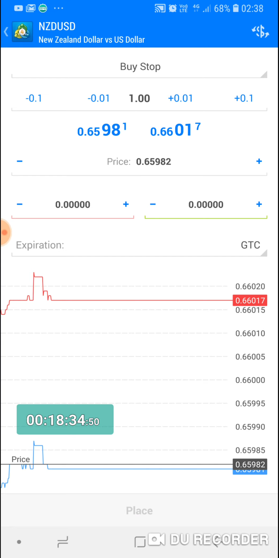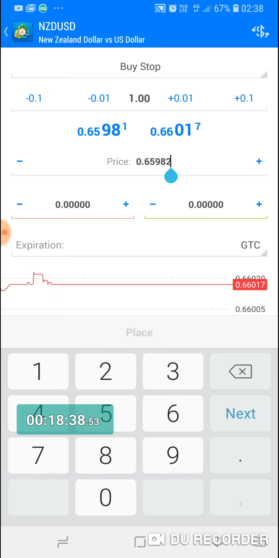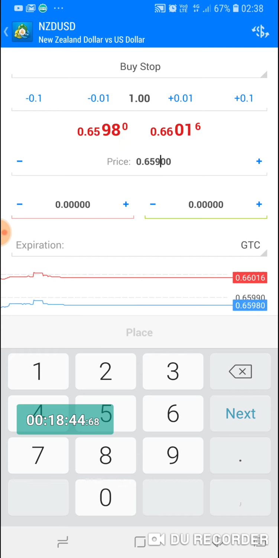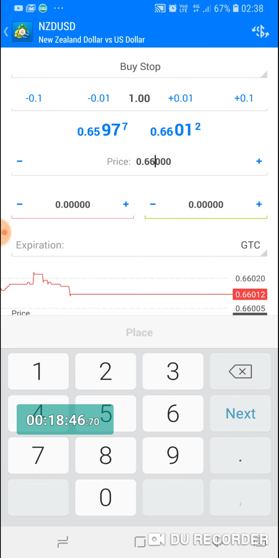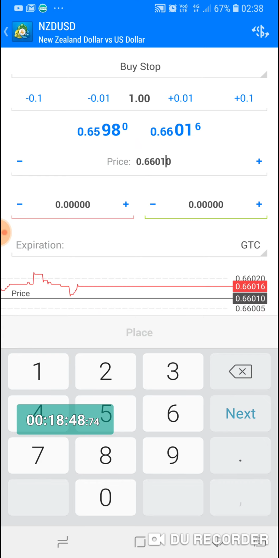First step, the price. Before you set on the price, you need to make sure that it matches with the ask price first, because this is the bid. The ask price is 66016 according to what I see.